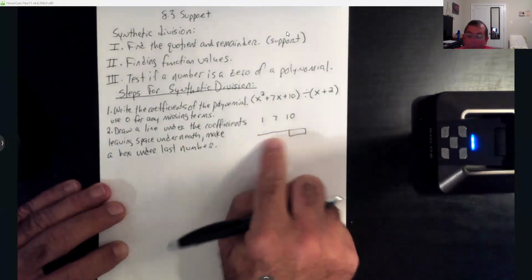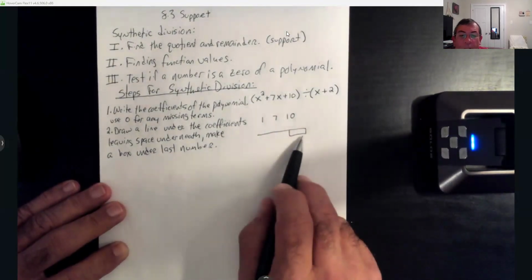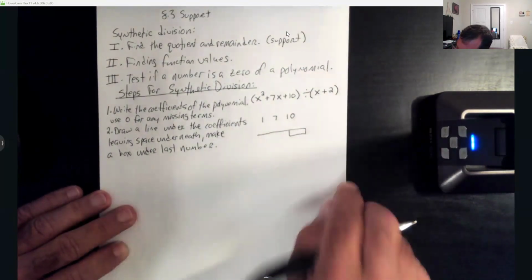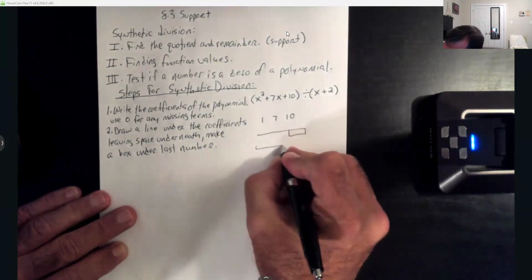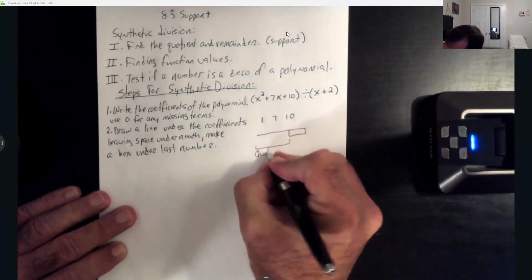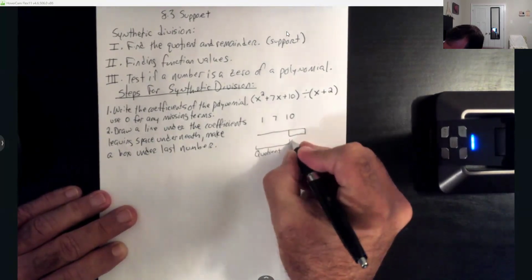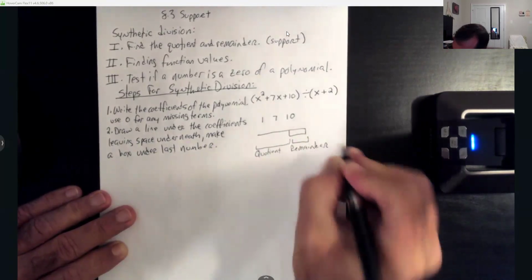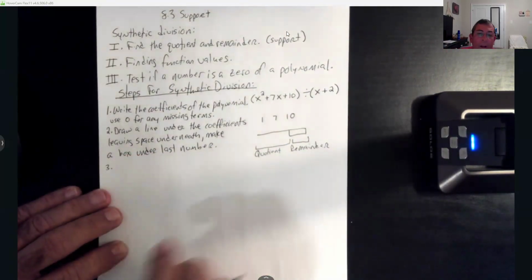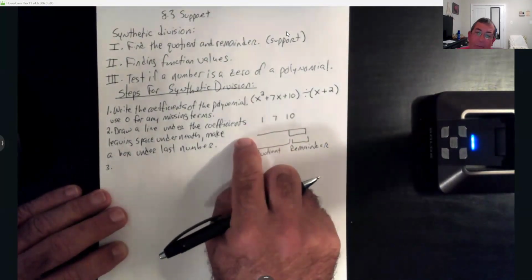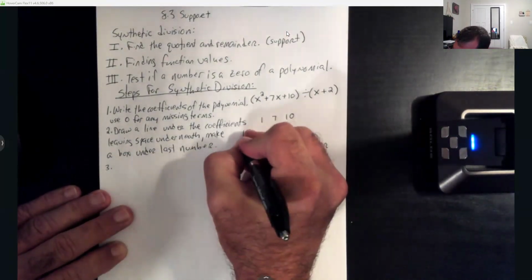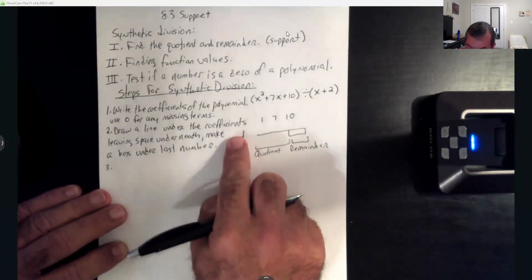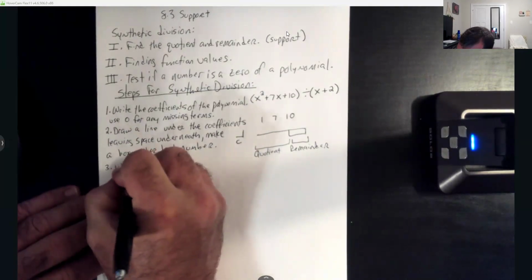So what's going to happen, the stuff left over here will be the quotient. The stuff in the box will be the remainder, okay? So y'all, this part gives me the quotient. And then this part right here will be our remainder. All right, so next I get what we're dividing by. We call that C. So C is what we're going to be dividing by. So you write C to the left.